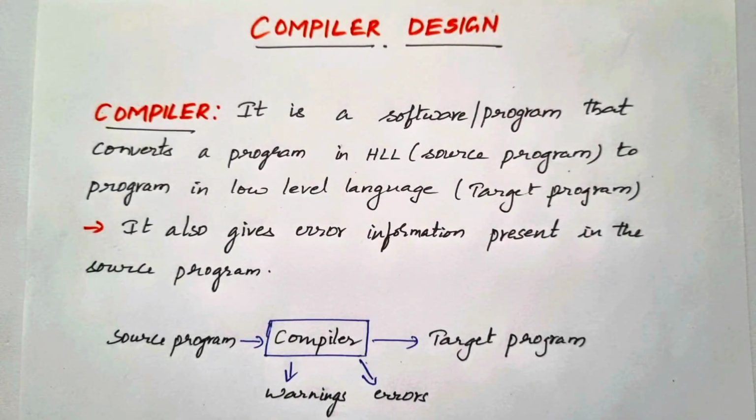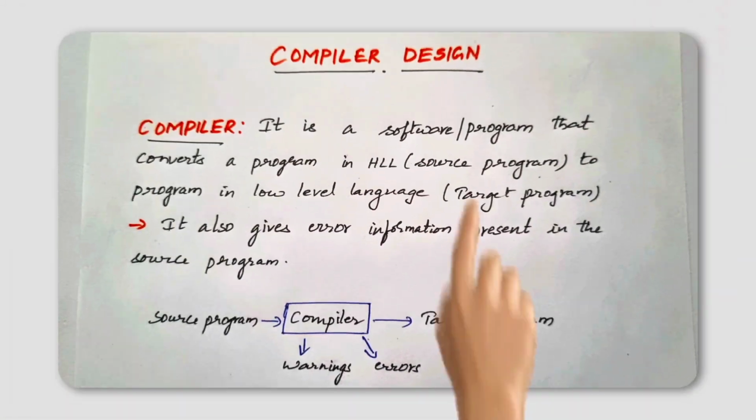A compiler not only translates the source code but also identifies and reports errors and warnings present in the program. This helps the programmers to detect and correct mistakes before the execution. You can see here the two operations which a compiler will do: it will convert the source program to the target program, and one more thing, it is going to give the error information. It could be either warnings or errors.